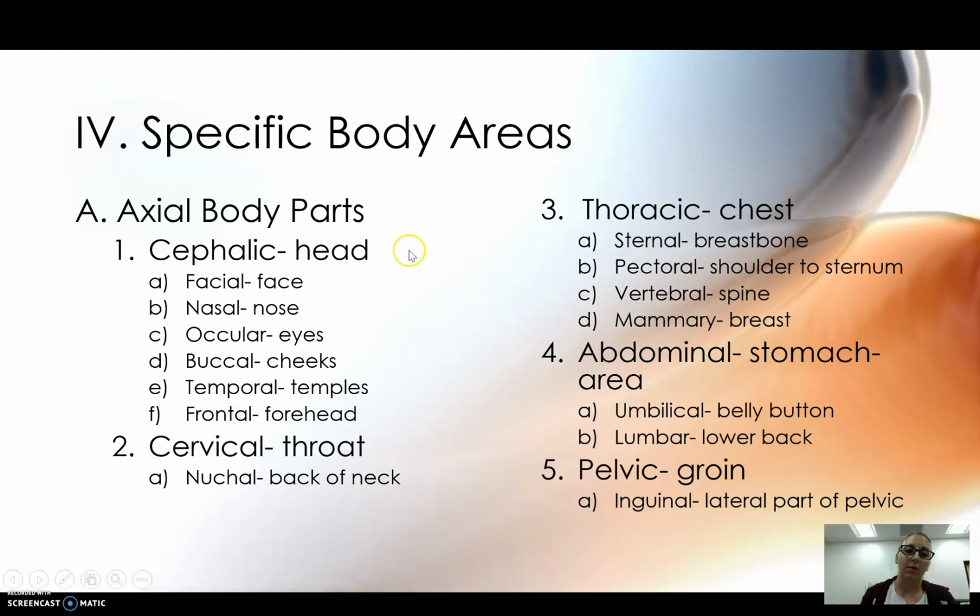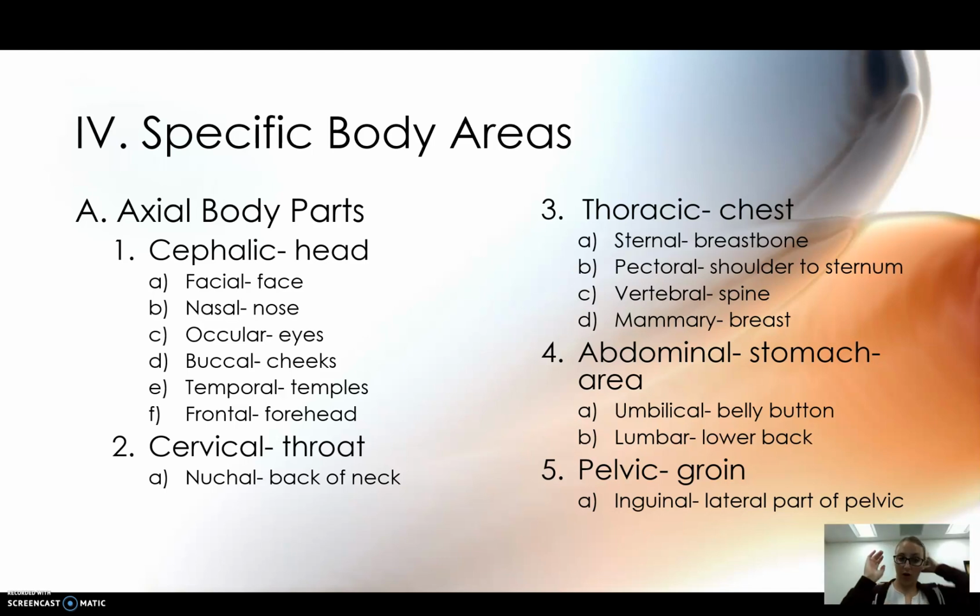Okay? These parts can be broken down into smaller pieces. So facial is the face as a whole. Nasal is nose. Ocular, like binoculars, are eyes. Buccal is cheeks, and we call them that because of your buccal muscle right here. Temporal is your temples, and frontal is your forehead. It's right in the front.